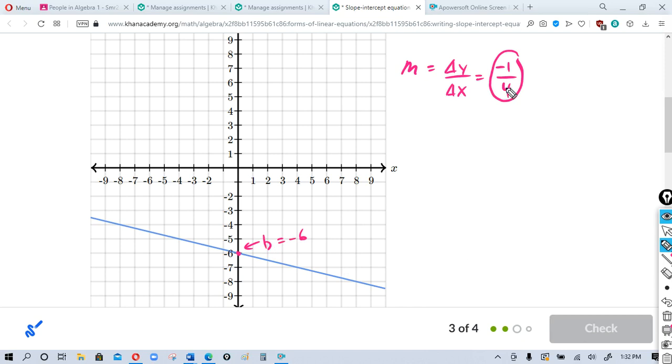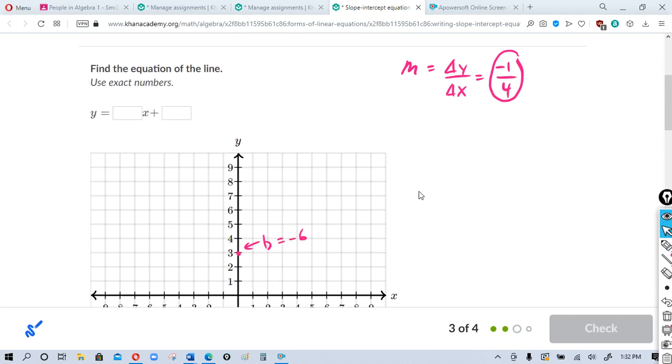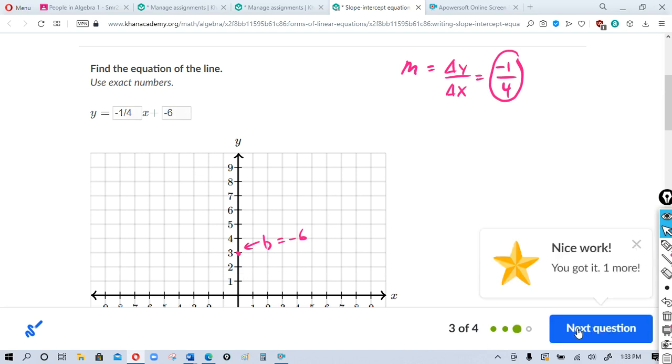So enter -1/4 for slope and -6 for y-intercept. Slope is the number with x. So I'm going to type the dash, 1/4. Now it says -1/4, and b is going to be -6. So that's it.